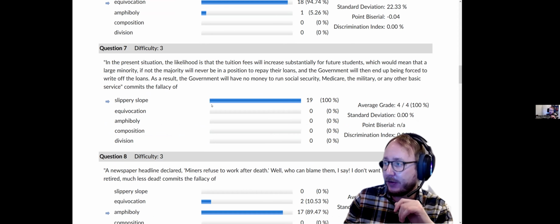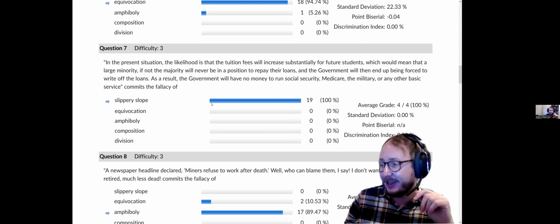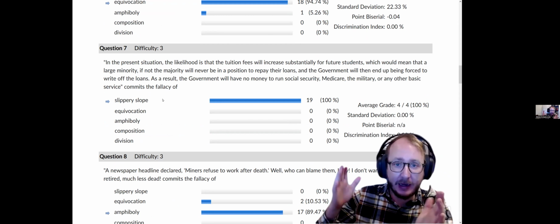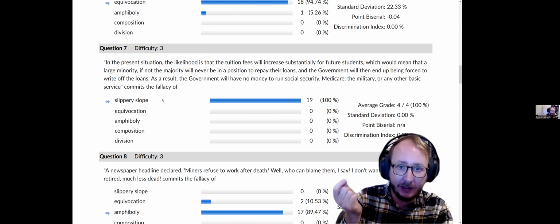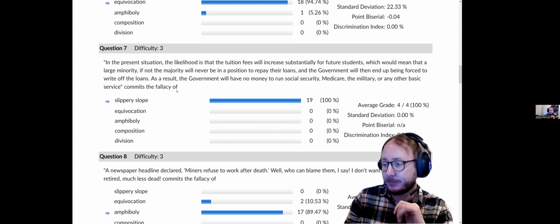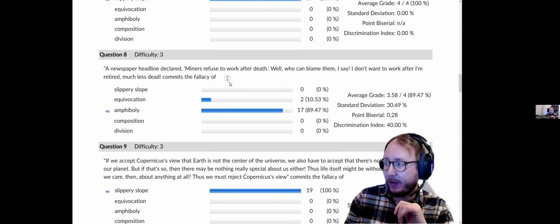Question 7 is another slippery slope. Anytime you read an argument and you go, oh, that's kind of dramatic, it's very likely a slippery slope. So we're starting out with just raising tuition fees, and then eventually the government doesn't have any money to do anything. That's a slippery slope because there's not really enough reason to believe that this one event will trigger all these other ones, right? Question 8 is another amphiboly.